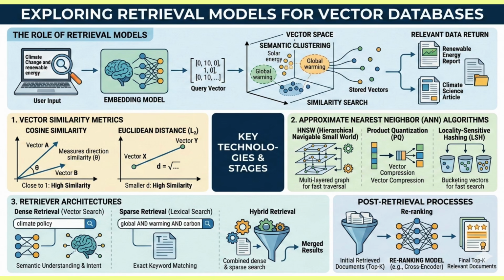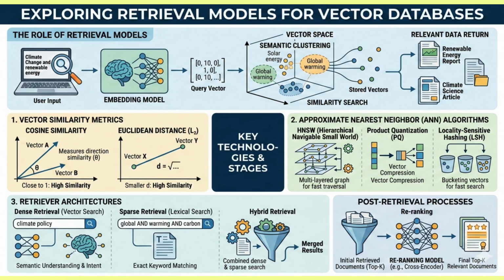So let's talk about cosine similarity. This basically measures the cosine of the angle between two vectors. It is the most common metric, focusing on the direction of the vectors rather than their magnitude. A value closer to 1 indicates high similarity. Likewise, we can talk about Euclidean distance. This measures the straight line distance between two points in the space. A smaller distance indicates higher similarity.